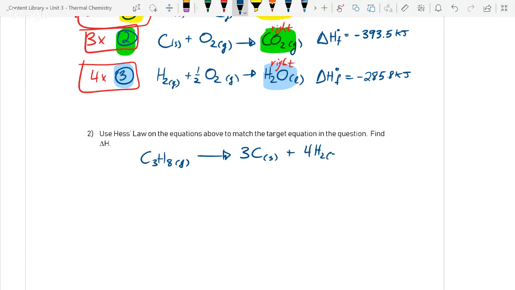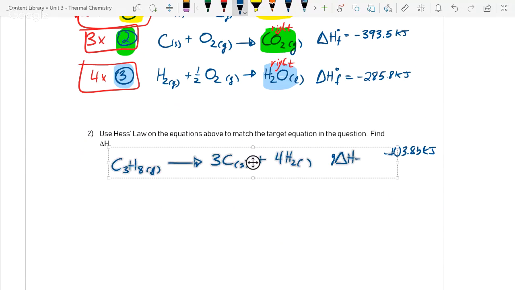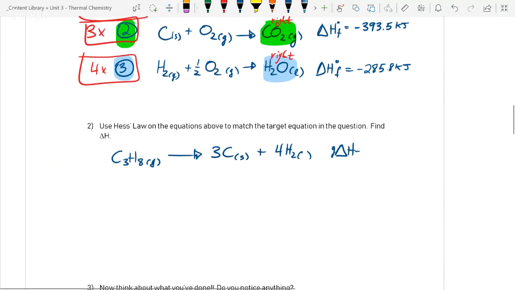Fantastic. And what's my delta H on that? Very good. Okay, next reaction. I don't know why I went so far to the right with that. That seems silly. So if we also went too far to the right, just move it over. Yeah, just slide it on over.